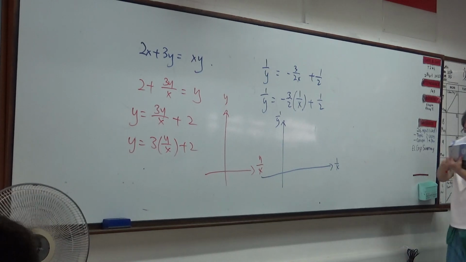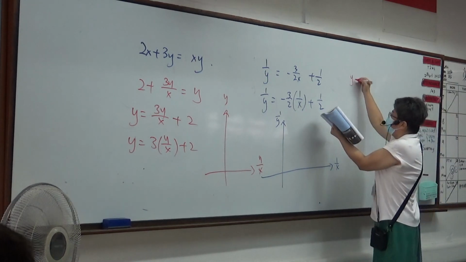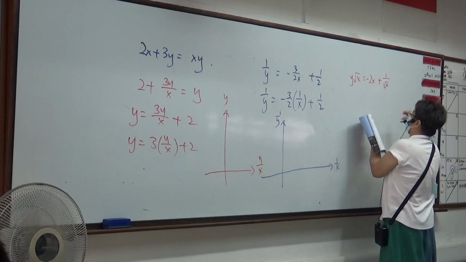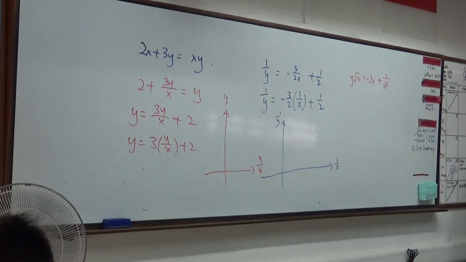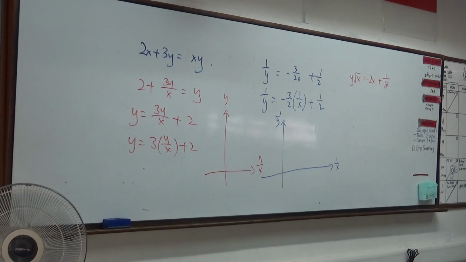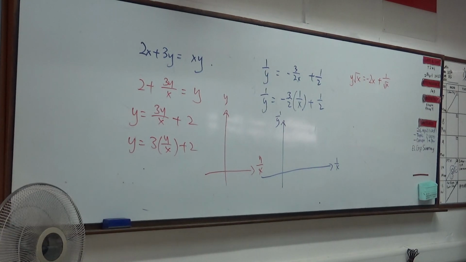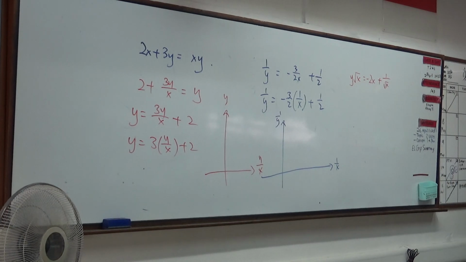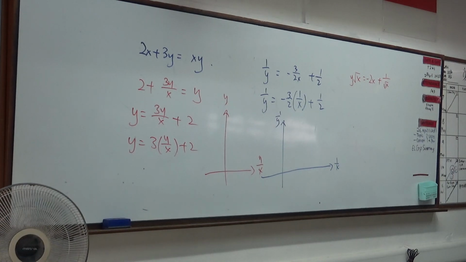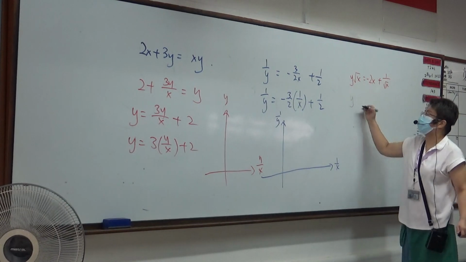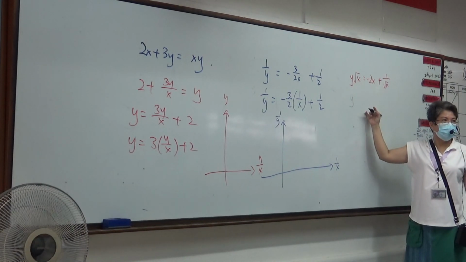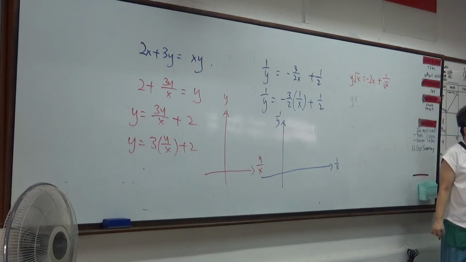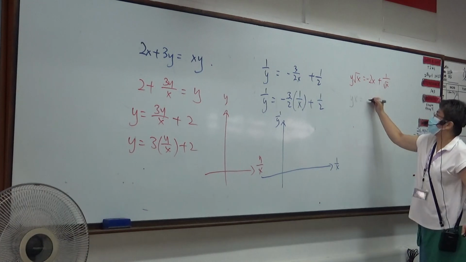Let's take a look at the last one. y root x equals minus 2x plus 1 over root x. What do you think you want to do? I want to multiply by root x. Can I multiply by root x? Now all of you look up. If I multiply by root x, what will I get? y root x squared, which is just x, right? If I multiply by root x. Correct?